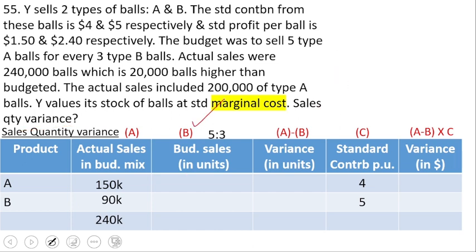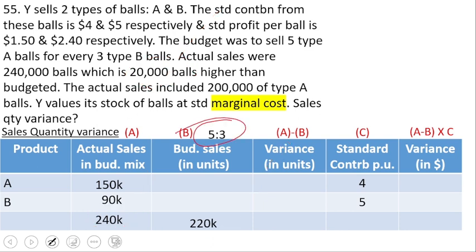Now coming to the second column, budgeted sales in units. So this is where they have talked about the budgeted figures. Actual sales were 240,000 balls. So that's here, which is 20,000 balls higher than the budget. So the actual sales is higher than the budget by 20,000 balls, which means that the budgeted sales in total will be 240,000 minus 20,000, or 220,000 units.